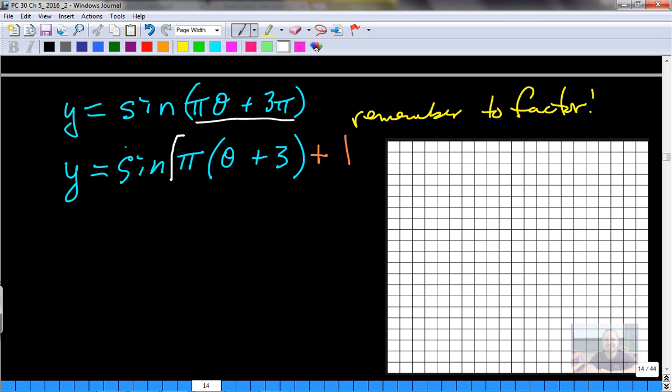So in this case, this is what we would have. Forget about that plus 1. So pi theta plus 3 pi. Pi is the common factor there, so I would remove pi, and I would have theta plus 3. This is my variable theta. And so what we notice here is that pi is the b value, and 3 is the c value.